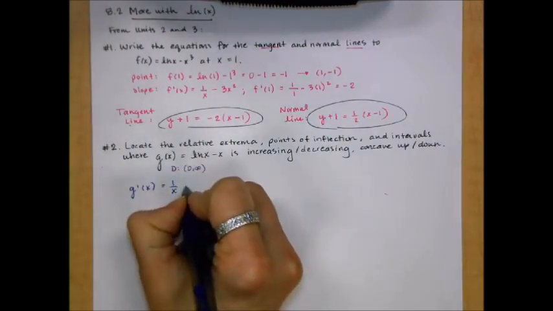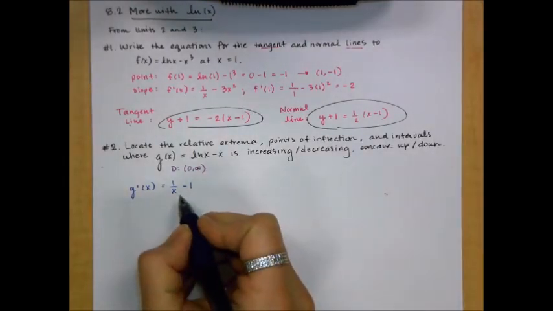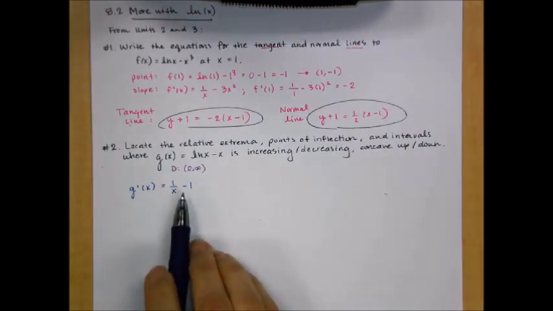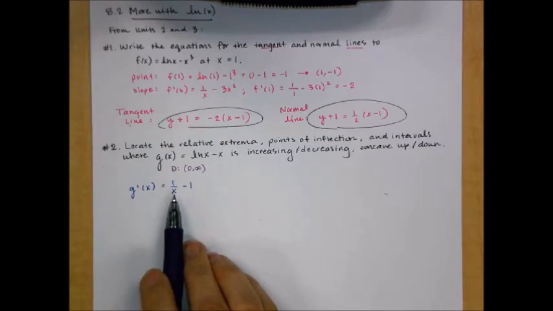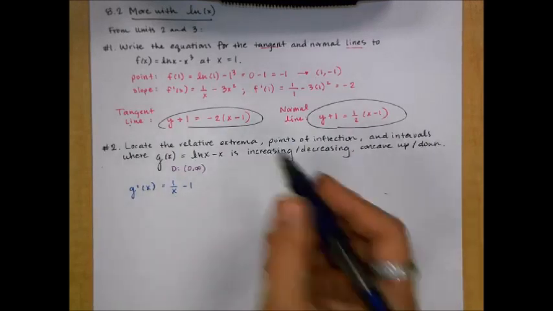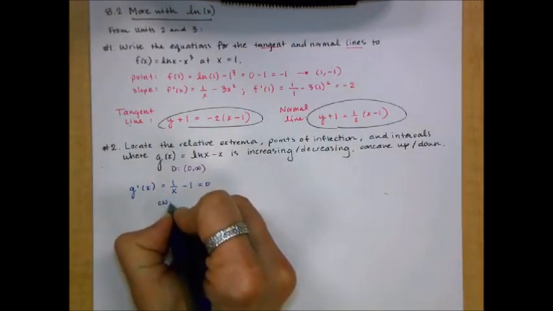All right, so my first derivative is 1 over x minus 1. What I'm looking for right now are critical numbers. So you always want to look for anywhere where your function, your new one here, does not exist. And that would happen when x is 0, but I already know x can't be 0. And then I want to set it equal to 0 and solve. So we end up with the critical number 1.